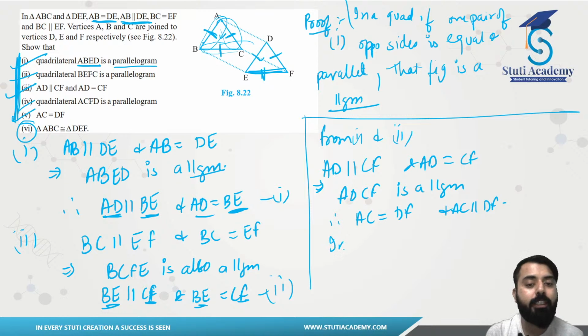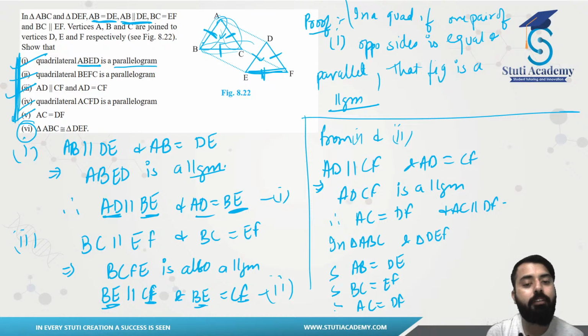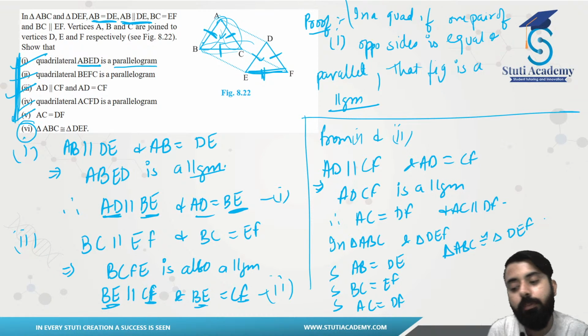So if I take triangle ABC and triangle DEF, I can easily say AB is equal to DE, BC is equal to EF, and AC is equal to DF. So side, side, side, triangle ABC is congruent to triangle DEF, and that is what you had to prove. I hope you don't have any doubt in this, because I know we had to prove 6 parts. This question was quite lengthy, but it was not typical. It was quite easy to solve. So I hope you guys have understood this and you don't have any doubt in this.